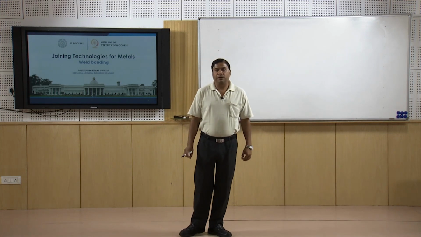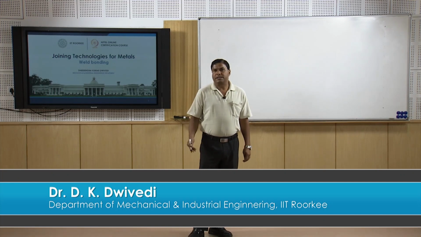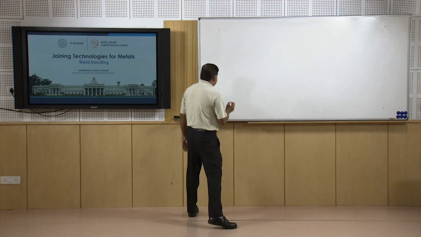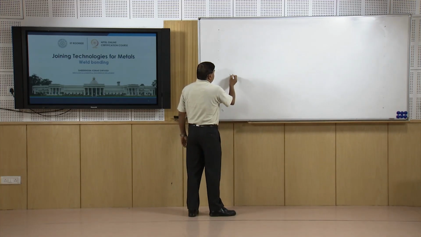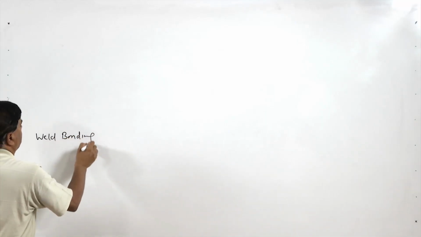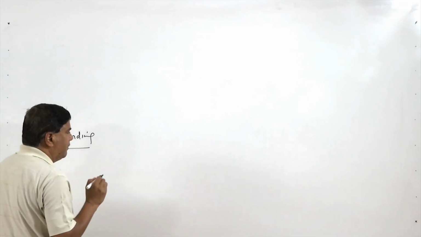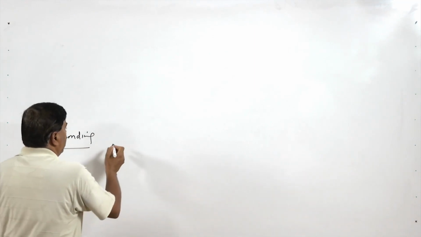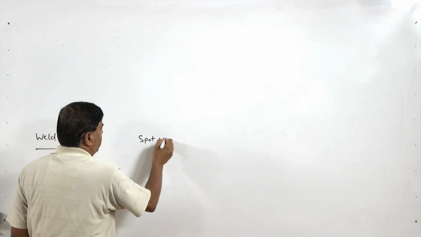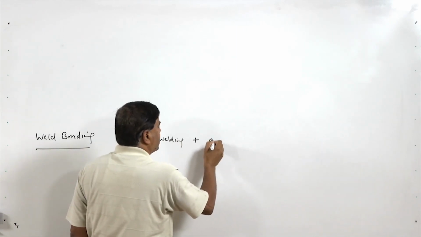Hello, I welcome you all to this presentation on weld bonding, which is related to the subject joining technologies for metals. Weld bonding is a technique used for joining of metals. This process is a combination of two processes: one is spot welding and the other is adhesive joining.